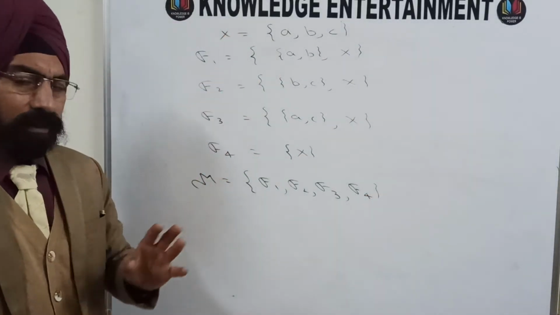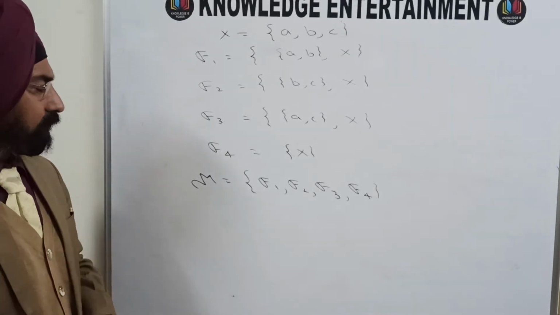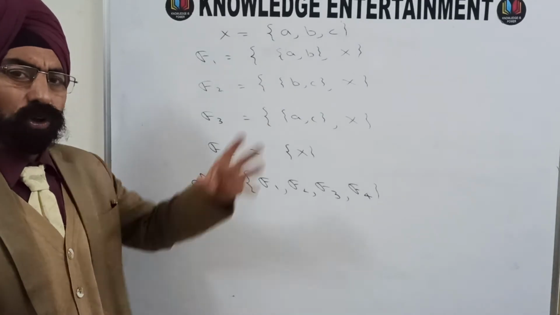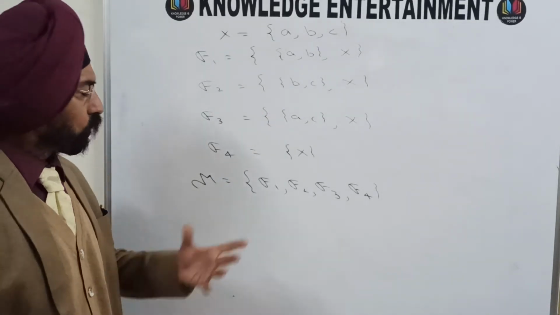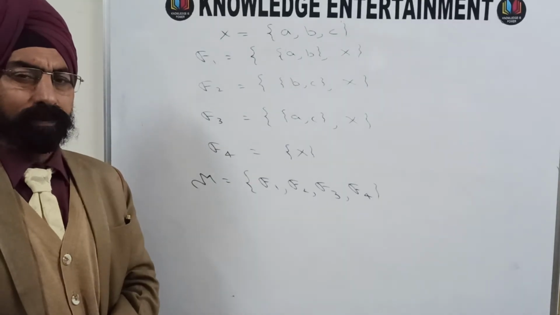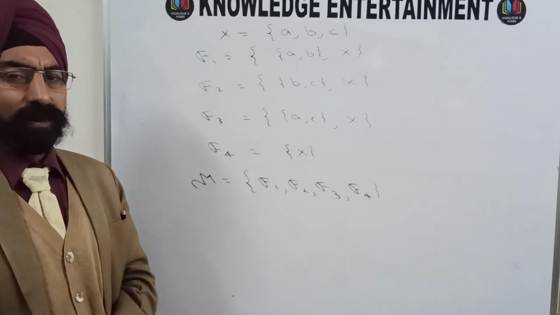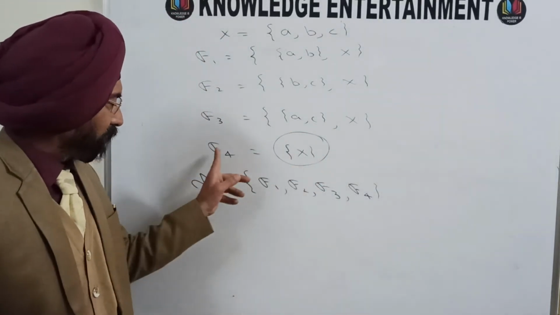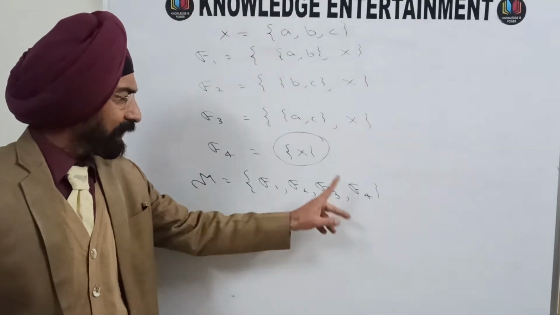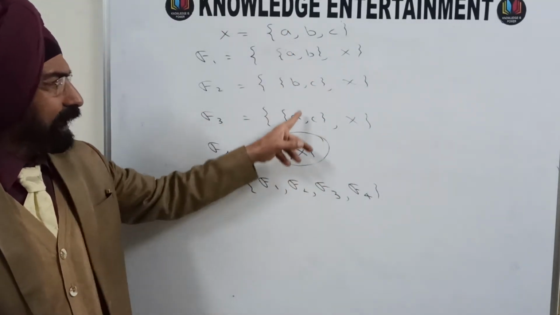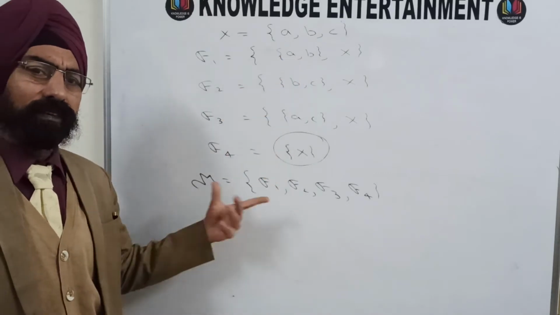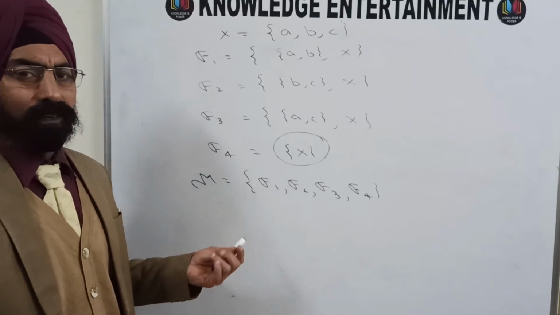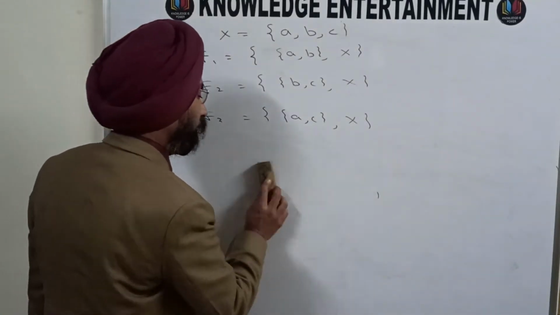Now, is there any filter in this family which is finer than each of these filters, that means which contains all these filters? No, there is no such filter. So that means this M has no supremum. But yes, it has an infimum. This filter is the infimum because it is a filter in the family M and it is coarser than every other filter of the family M. So here you have an example of the supremum and infimum of a family of filters on a non-empty set X.